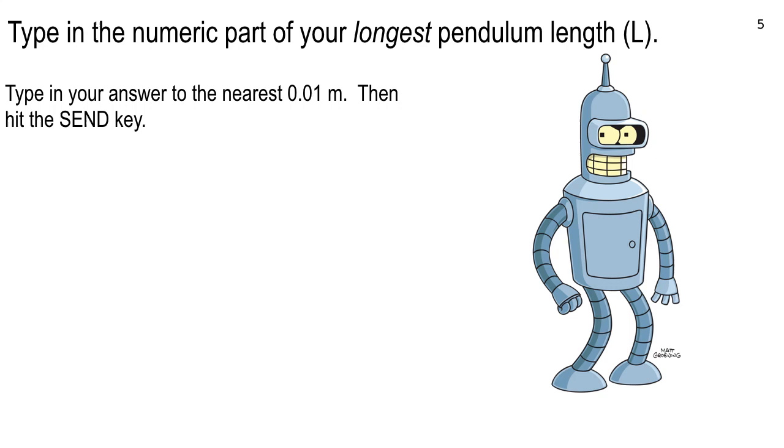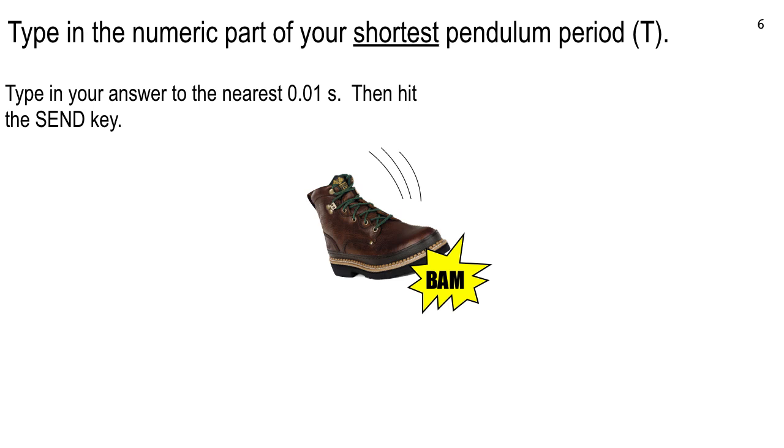What's the longest one here? 1.21 seems to be the longest. But there's only one per. Is that you? Yeah, okay. See, I can identify who it is by the number of answers. Okay, so that's good. Now, we got another numeric entry. And this time, I want you to do the shortest pendulum period. Shortest pendulum period, please.